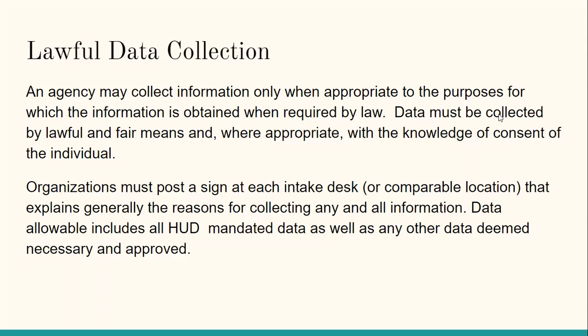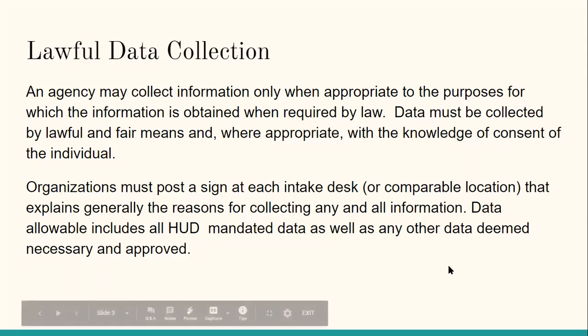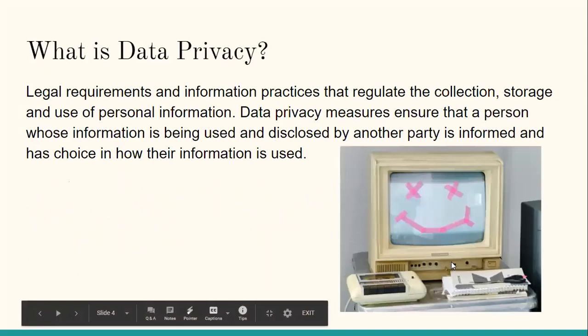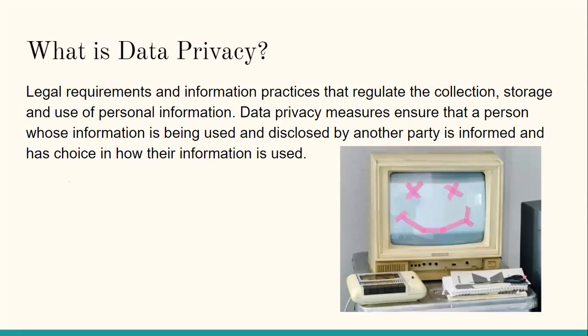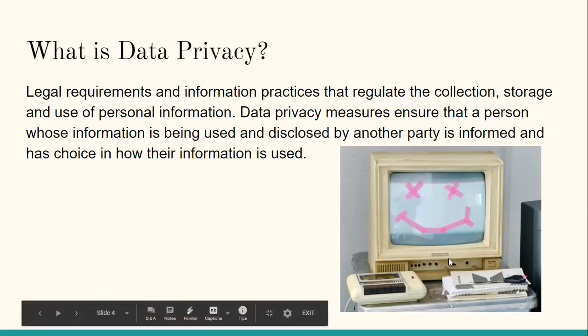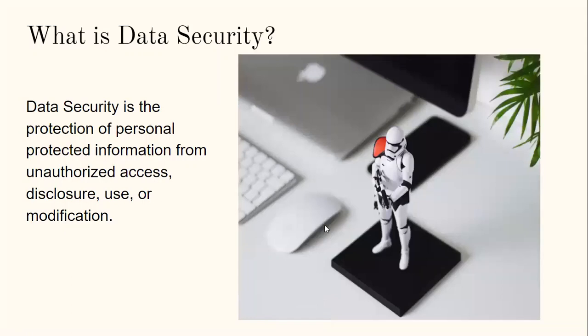So it should already be up, either by your intake desk, by your specific desk, or in a common area at your agency. What is data privacy? Data privacy is legal requirements and information practices that regulate the collection, storage, and use of personal information. Data privacy measures ensure that a person whose information is being used and disclosed by another party is informed and has choice in how their information is being used. What is data security? Data security is the protection of personal protected information from unauthorized access, disclosure, use, or modification.